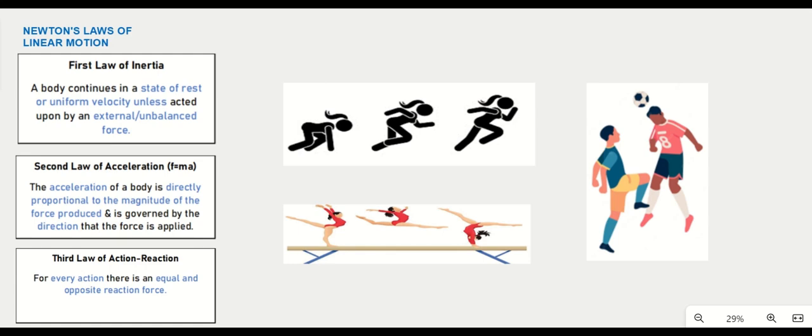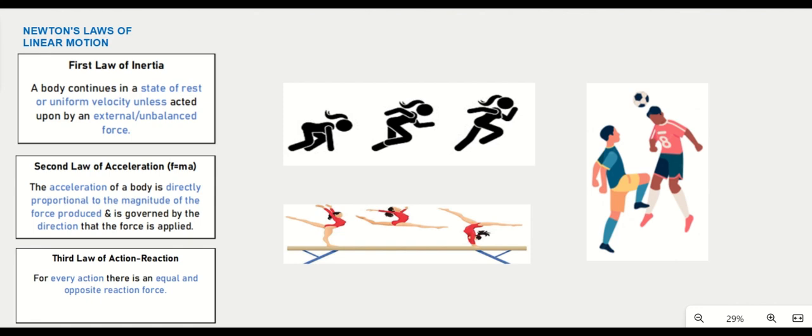Here's a quick explanation of Newton's laws of linear motion. Okay, Newton has 3 laws that explain linear motion. Linear motion is movement in a straight or a curved line. And the 3 laws, it's important that you can number and name them. So the first law of inertia, the second law of acceleration, the third law of action-reaction. You don't want to be mixing those up. So you need to absolutely nail that you've got those names.